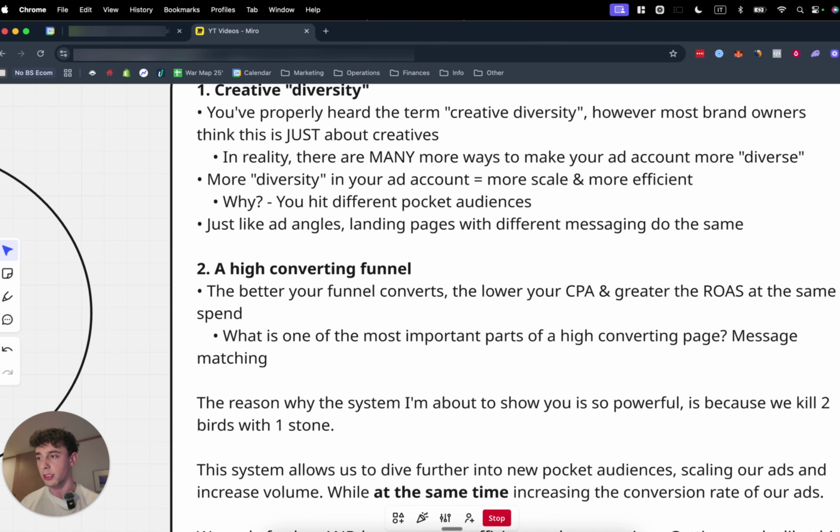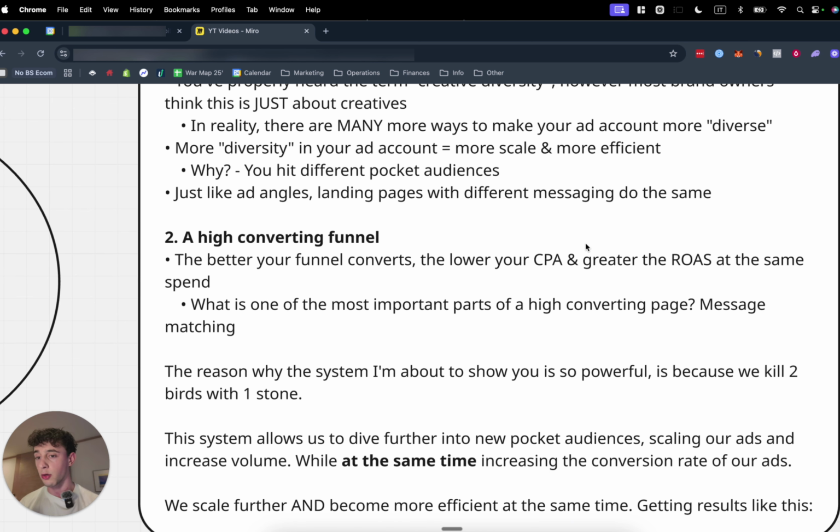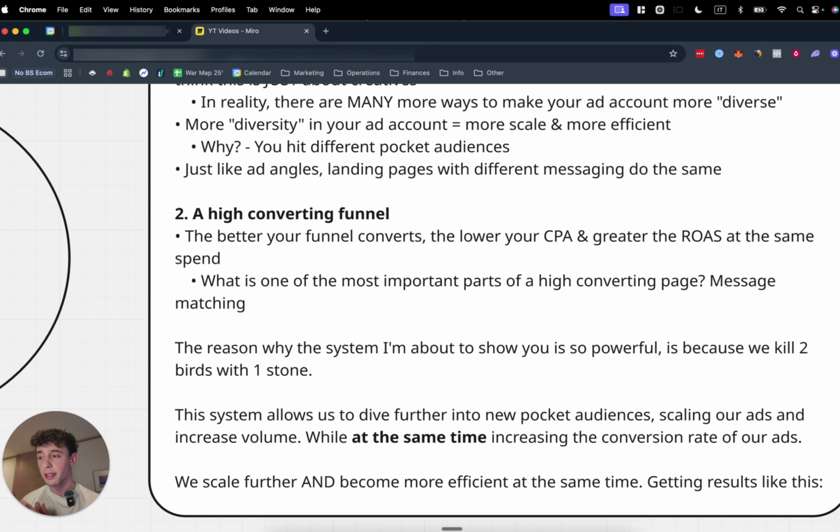Okay, so the second part here is a high converting funnel. Obviously, there's a lot more than just creative diversity and a high converting funnel that make Facebook ads scale, but for this system, I'm going to show you with the landing pages. It's these two pieces that make this system so effective. The better your funnel converts, the lower your CPA, cost per purchase, and the greater the ROAS at the same spend. It's not rocket science. You're spending 10K per day, spend doesn't change, traffic doesn't change, and you convert 3% versus 2%, or 5% versus 3%. Your CPA goes down, ROAS goes up, and you can spend more without anything changing on the ads.